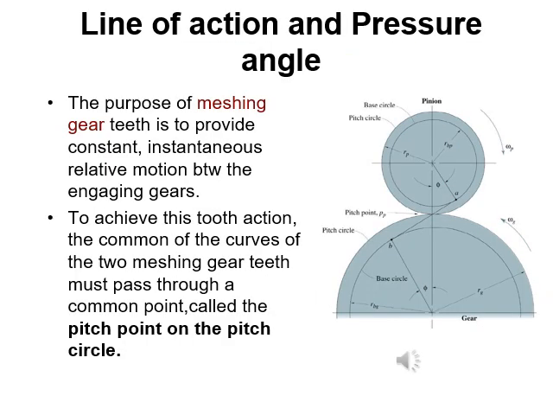The purpose of machined gear teeth is to provide constant instantaneous relative motion between the engaging gears. To achieve this tooth action, the common normal of the curves of the two gear teeth must pass through a common point, called the pitch point, on the pitch circle. Previously I mentioned the pitch circle, which is the circle including the root diameter plus the dedendum, and that circle passes through this pitch point.